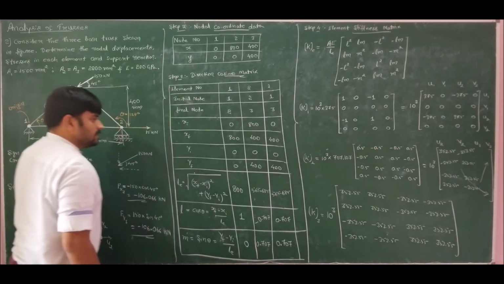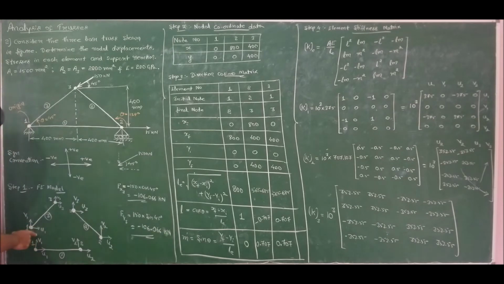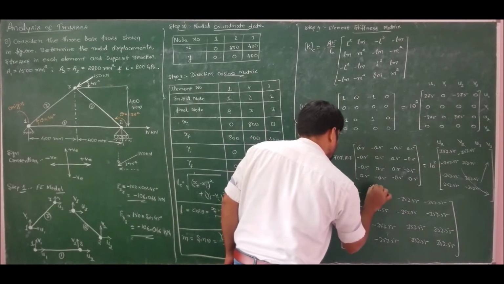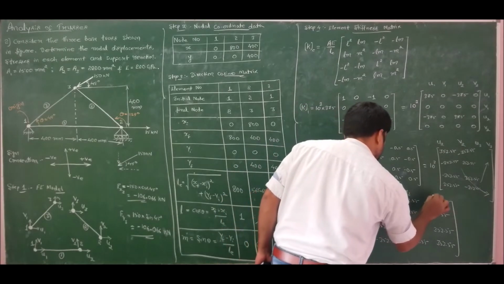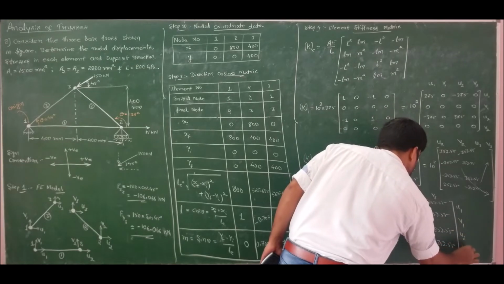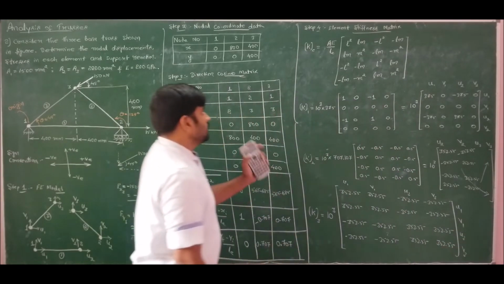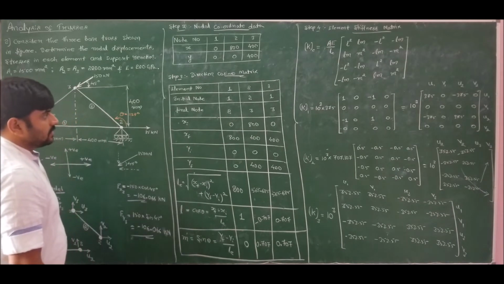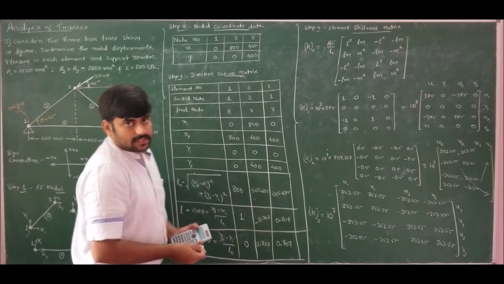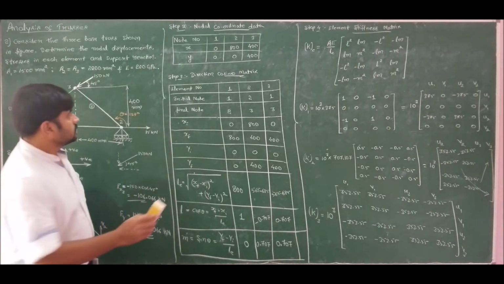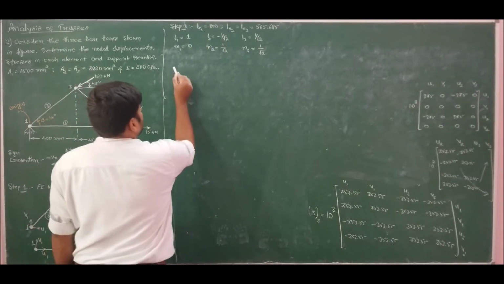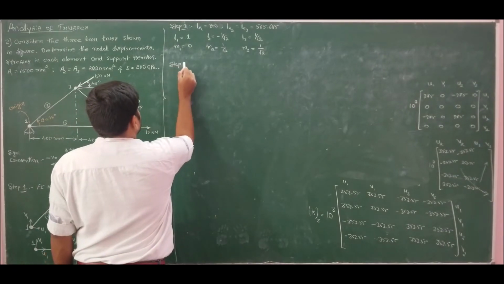Now the displacements for element 3 are u1 v1, u3 v3, written along the rows and columns. This completes the element stiffness matrix. Now I go to step number 5, that is the global stiffness matrix.